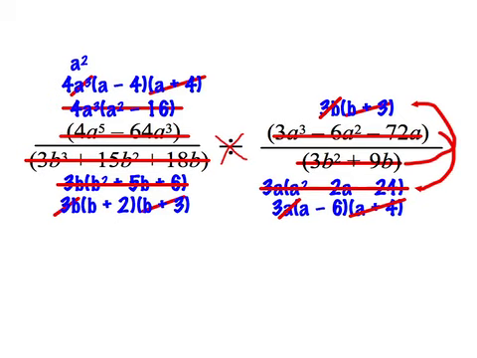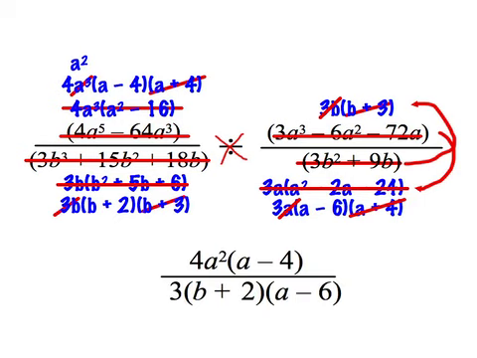I mark them out, and I'm still looking, but I don't see anything else, so I have a 4, an a squared, and a binomial of a minus 4 in the numerator, and a 3, a b plus 2, and an a minus 6 in the denominator. It's long, it's complicated. You have to be very careful that you don't leave anything out. And there it is, this division problem expressed as a quotient in lowest terms.